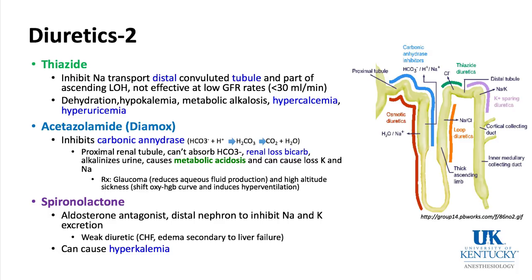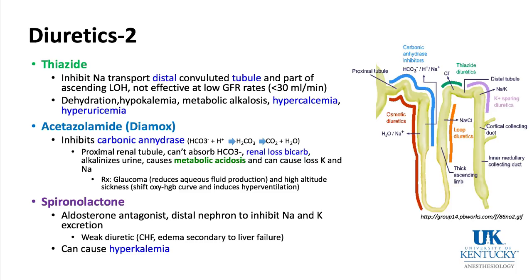Spironolactone is an aldosterone antagonist. It's purple color here, and you can see at the far right where it's acting in that distal nephron. And being an aldosterone antagonist, it is inhibiting sodium and potassium excretion. So basically, here's what happens. Normally, aldosterone causes you to pick up sodium and excrete potassium. So if you're blocking aldosterone's effect, you're not going to excrete the potassium as much, and you can actually cause hyperkalemia.